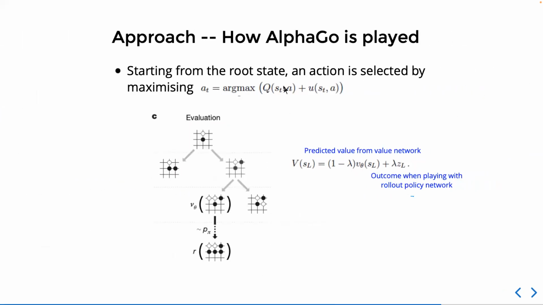So the Q actually is an average estimation of the value. And the value depends on 2 things. When we reach a state s_L, we use the value network to predict the final outcome. We also use the rollout policy network to play the game, and then we reach an outcome. And we add these 2 things together. All right, any questions here?